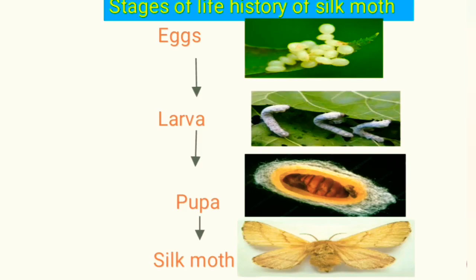Stages of life history of silkworm. First stage, an egg is the first stage of the life cycle of the silkworm. Second stage, a larva or caterpillar arises after the egg cracks. Third stage, cocoon. In this stage, the silkworm spins a protective cocoon around itself. Fourth stage, pupa. The pupa stage is a motionless stage. Fifth stage, that is moth, that is silk moth.